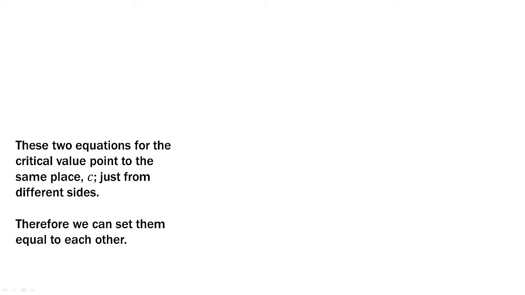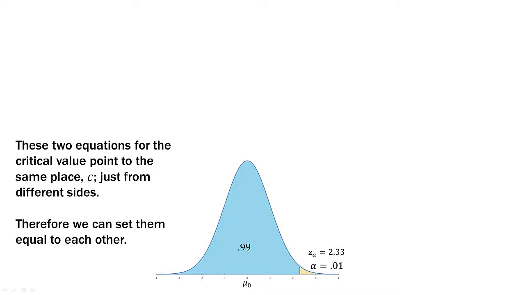Now here's the thing. These two equations for the critical value point to the same place, which we'll call C, just from different sides. So we will set them equal to each other. Look how this works. We have our hypothesized population mean here at the bottom. We have an alpha of 0.01. We know that's a z-value or critical value of 2.33. And our non-rejection region is 99% or 0.99 there in the middle. So now we have to align that z-value with the critical value in the beta area of our other distribution.